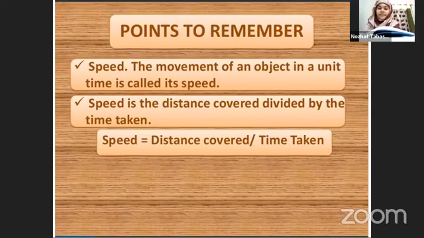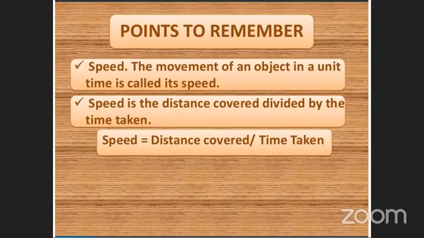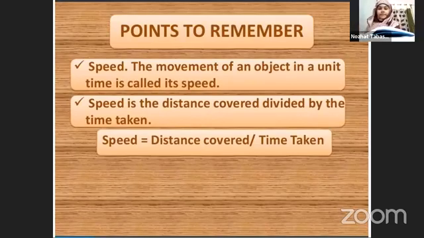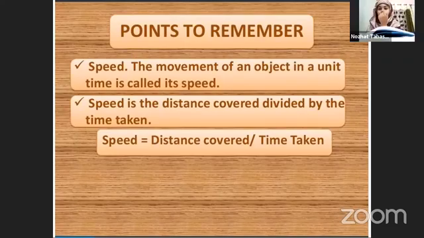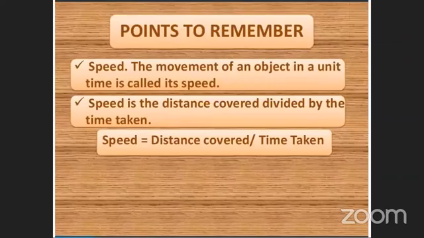5 minutes. That means 5 minutes, and the distance is how much? Maybe 500 meters, right? Yes, sir. So 500 divided by how much time? 5 minutes. So this is your speed: 500 meters divided by 5 minutes. So this is your speed.